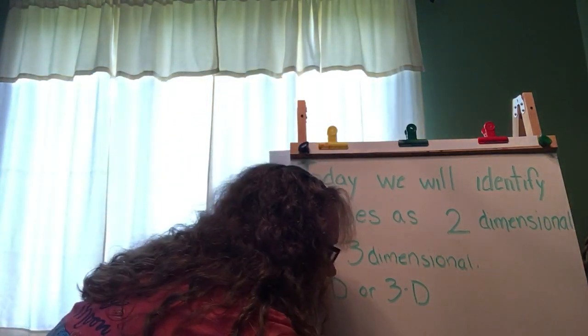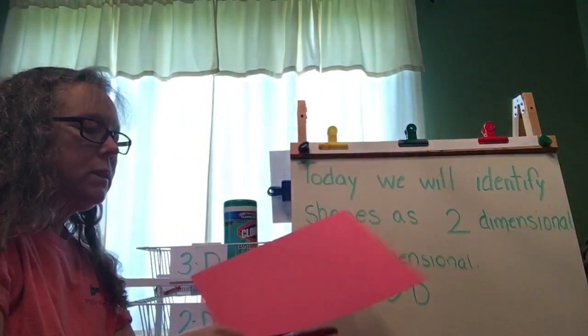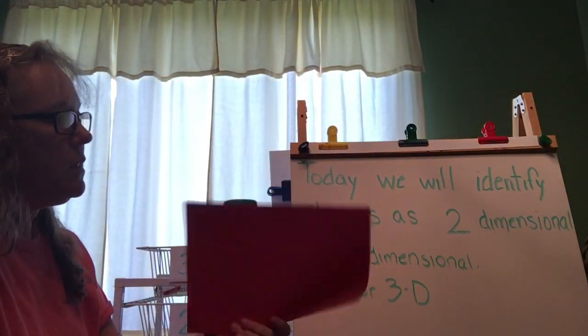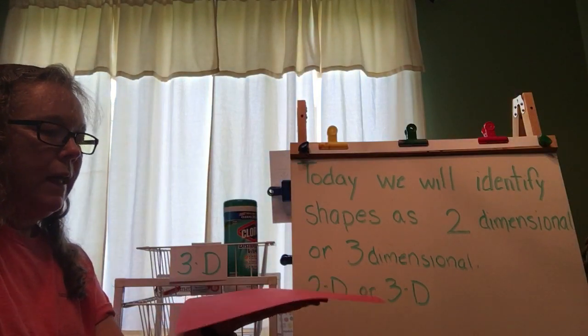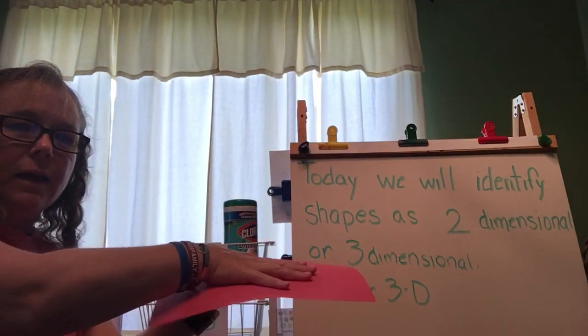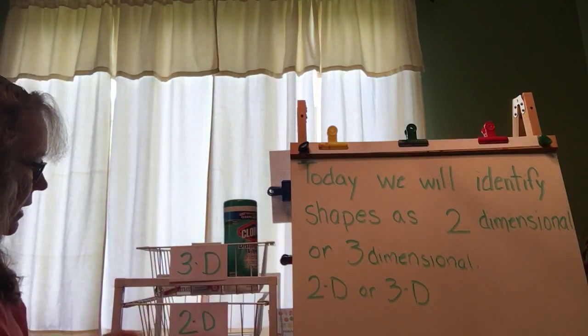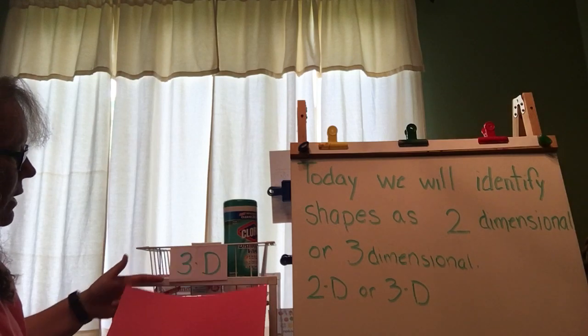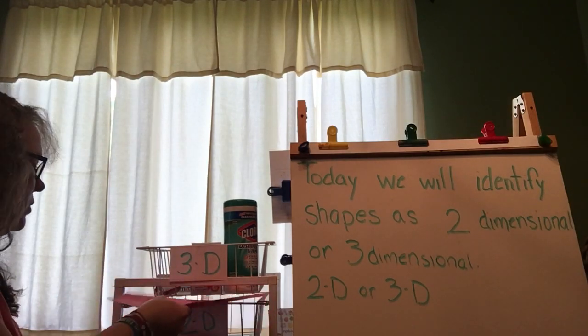Let's see what else I have in here. Oh, we might be using some of this at home. Some construction paper. Miss Thompson has a piece of construction paper. Flat, or is it a solid? Nope, I think it's flat. I can kind of put it between my hands. So I think it's a 2D, flat, or 3D. You're right. It is a 2D shape.